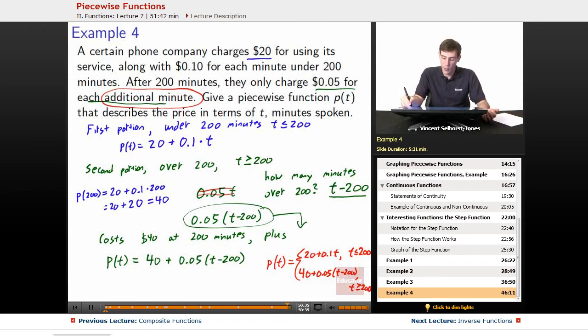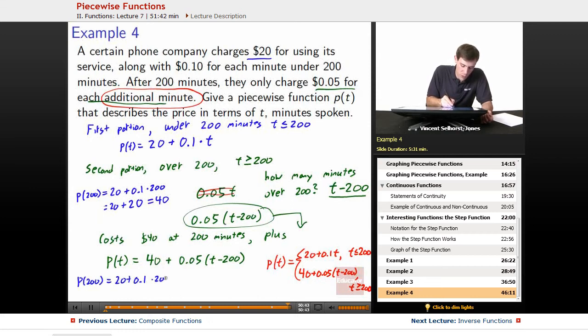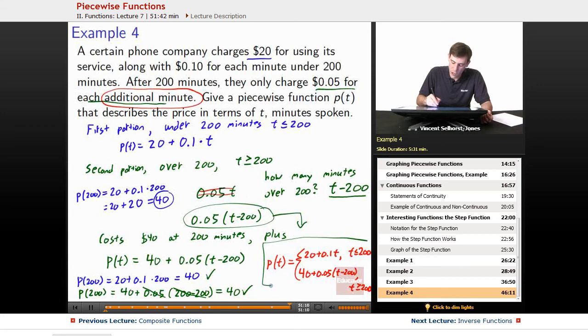So we can check this, and make sure that indeed P of 200 is equal to 20 plus 0.1 times 200. We already did this before. It was $40. And let's check that the second portion, P of 200, would agree: 40 plus 0.05 times the minutes over 200, so that's 200 minus 200. Hey, that's just 0, so that cancels out the 0.05, so we get 40. So those two things check, and our function, price with respect to time, makes perfect sense.